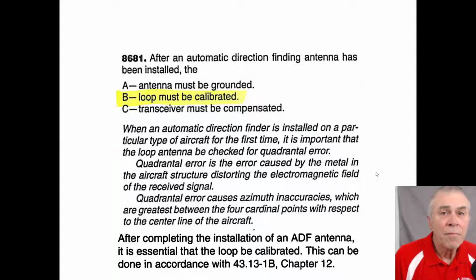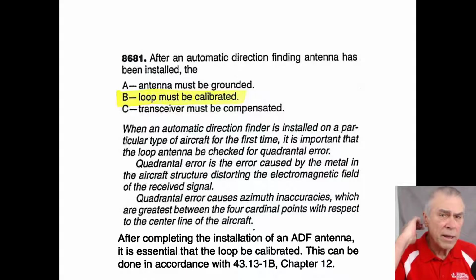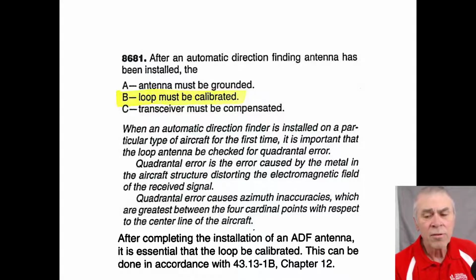So you do that to check for quadrantal error. That's the error caused by the metal in the aircraft structure, distorting the electromagnetic field of the received signal, similar to our issues that we had with compasses back in instruments. They would call that, what was that, deviation? And variation was the difference between the two poles. Yes, deviation. So for ADF equipment, we're calling it quadrantal error.